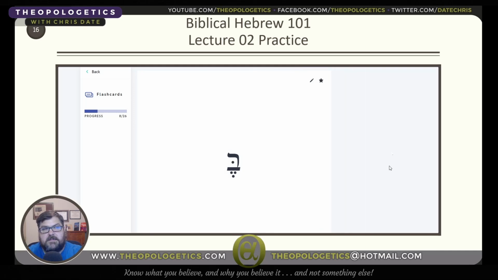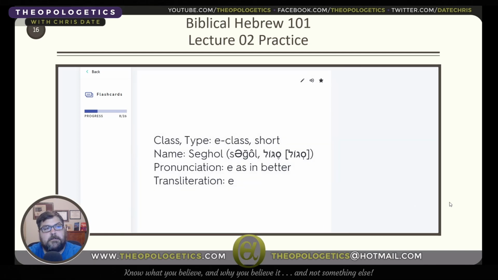Okay, this vowel, three dots in the shape of an upside down triangle under the consonant. This is the short E-class vowel called segol. It's pronounced like the E in better. It's transliterated using the English letter E, and that's it.